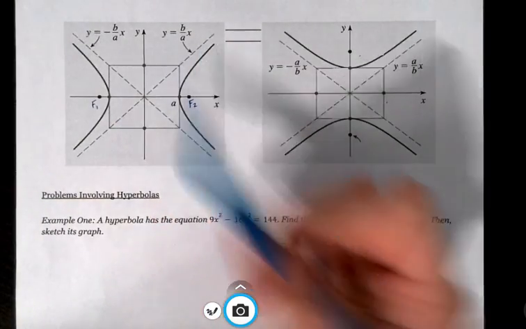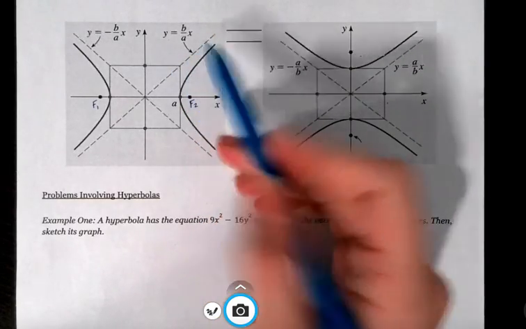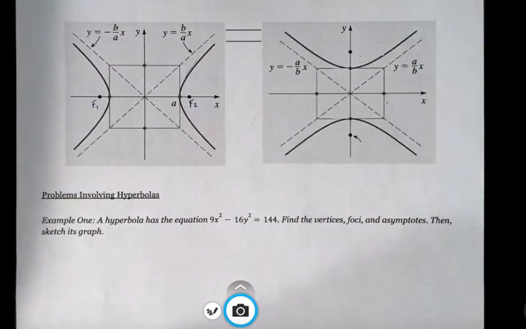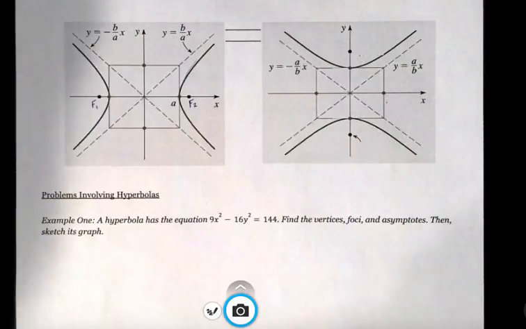And then the dotted lines are our asymptotes, and we need to figure out where those are so we know how close to get our curve, or where our curve is going to go. So we can see the equations for them up here.